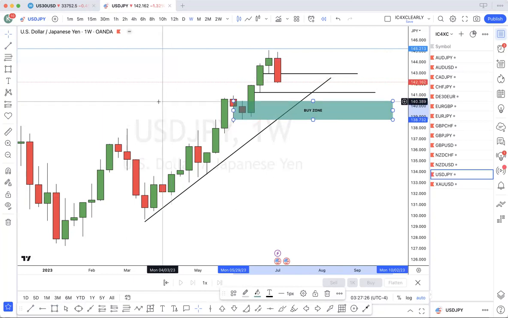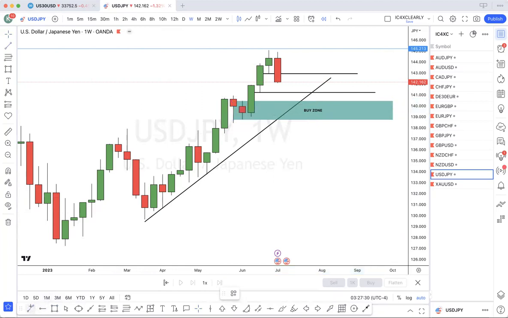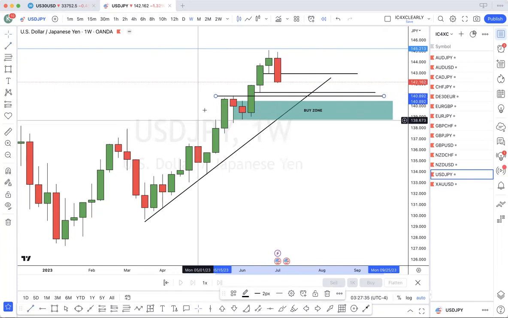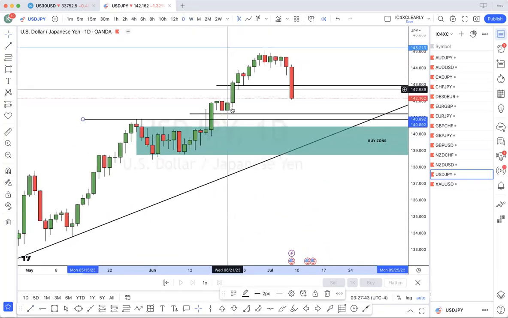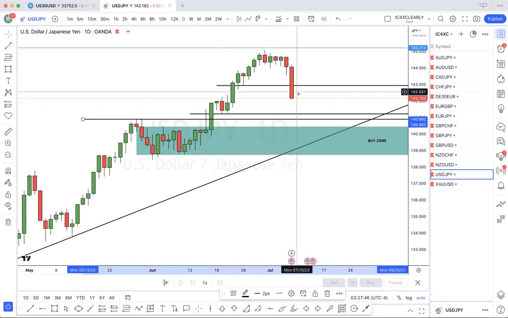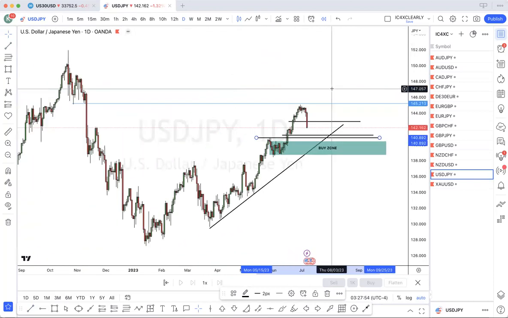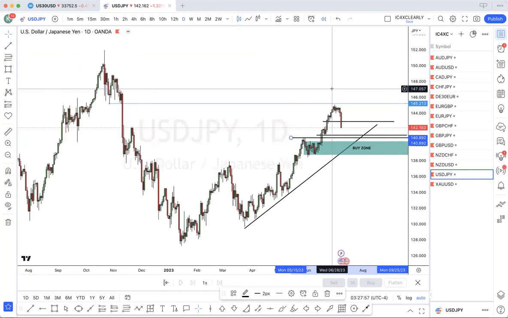So price could come back and retest this area, retest this order block. Let's go down to the daily. So price could be pushing down into this zone here for a continuation.